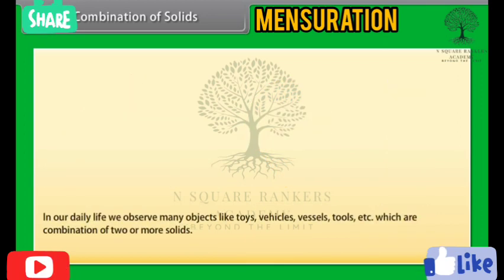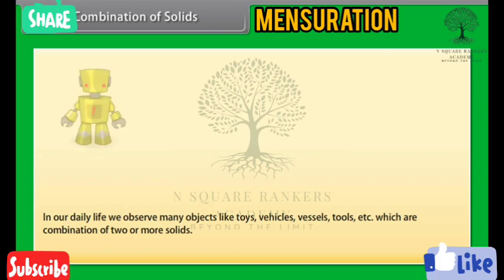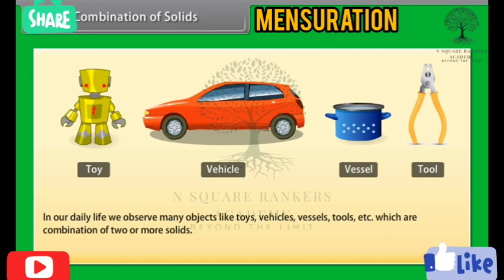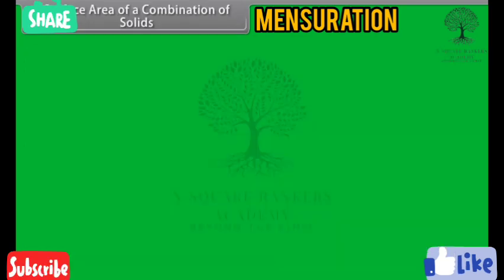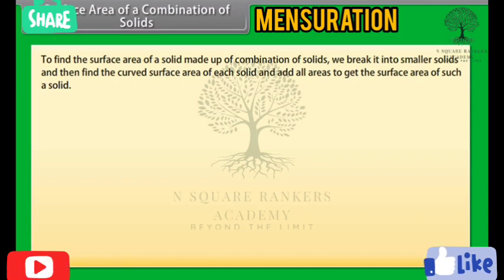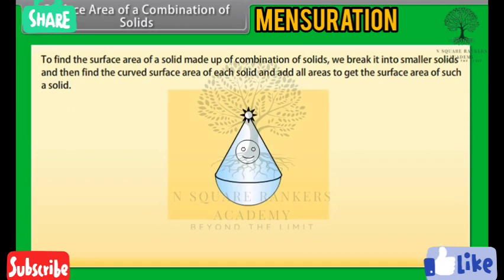In the same way, in our daily life we observe many objects like toys, vehicles, vessels, tools, etc., which are combination of two or more solids. Let's learn to find their surface areas and volumes. Surface area of a combination of solids. To find the surface area of a solid made up of combination of solids, we break it into smaller solids and then find the curved surface area of each solid and add all areas to get the surface area of such a solid. For example, look at this toy.